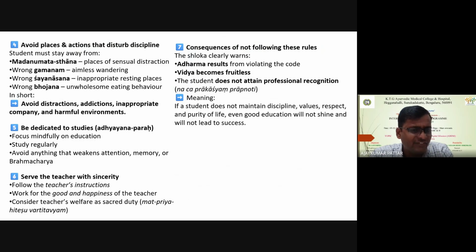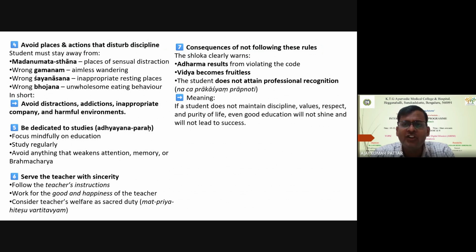Then serve the teacher sincerely. Follow the teacher's instructions. Whatever task is given by the teacher, you have to follow and complete that particular task in time. That will be more helpful for you, that will give continuity and timely results for your future. So follow the instructions of the teacher sincerely. You have to do the work or assignments given by the teachers. Consider that the teacher is doing your welfare and your goodness. The teacher is wishing your goodness.